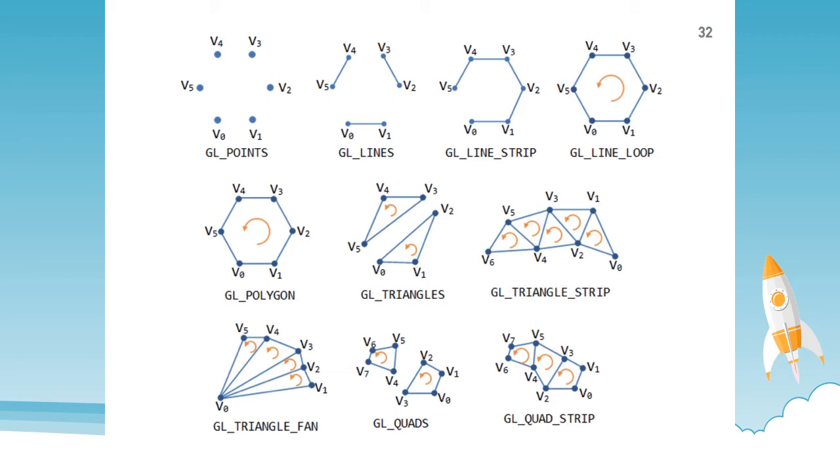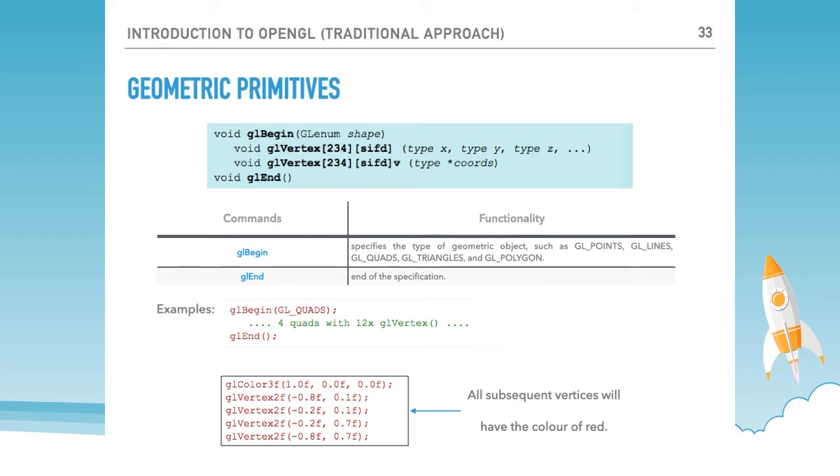Now for this primitive, it always connects back to the starting point. So it will form like a fan. And then we have GL quad and GL quad strip. Now a geometric primitive is defined by specifying its vertices via the GL vertex command or GL vertex function, enclosed within GL begin and GL end, as you can see from this example.